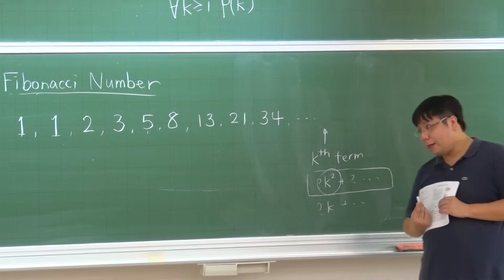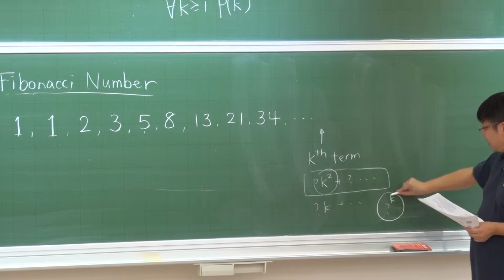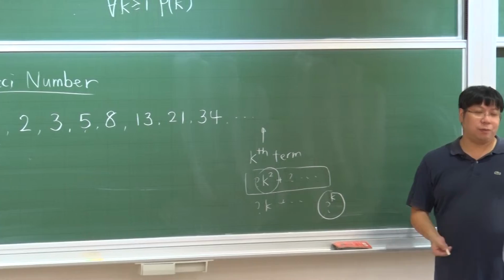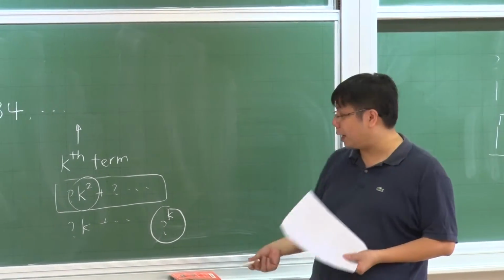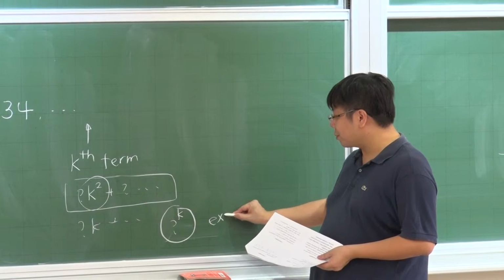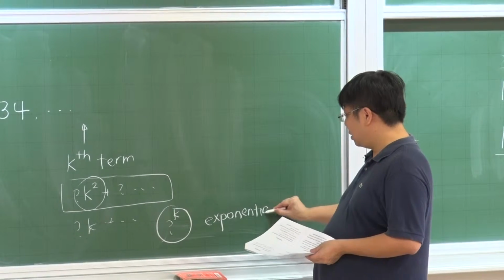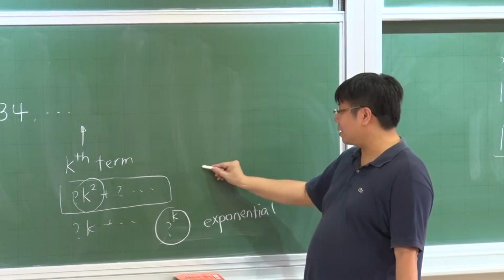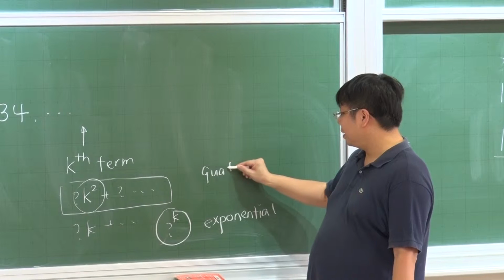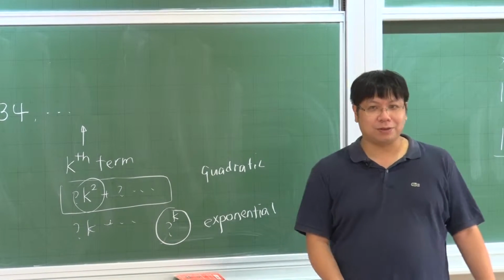Or alternatively, if it is like something to the power k, 2 to the power k, 3 to the power k, 1.5 to the power k, then we call this exponential growth. Exponential. So what do you think? One of them is correct. Does it look like quadratic growth? Or does it look like linear growth? Or does it look like exponential growth? What do you think?